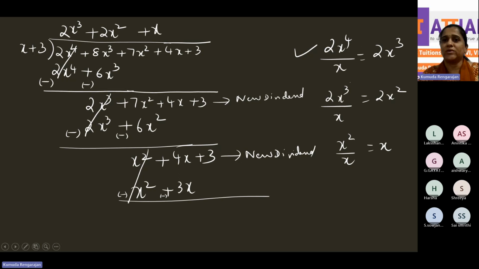Plus x square minus x square gets cancelled. 4x minus 3x is x. And this one comes down. That's not used, so it comes down. Now again, this is called the new dividend. X plus 3 is the new dividend.